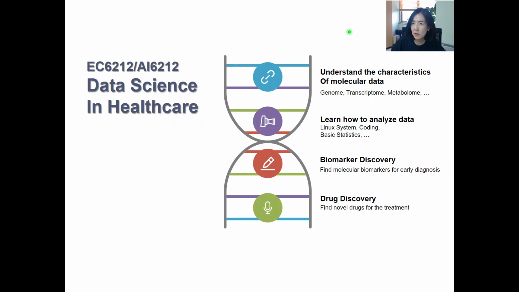This lecture focuses on understanding the characteristics of molecular data, including genome, transcriptome, and metabolome. And we are going to learn how we can analyze the data by learning the basic use of the Linux system, programming languages, and basic statistics. And also we are going to learn the basic skills for discovering biomarkers for early diagnosis, and the skills for drug discovery for treatment.